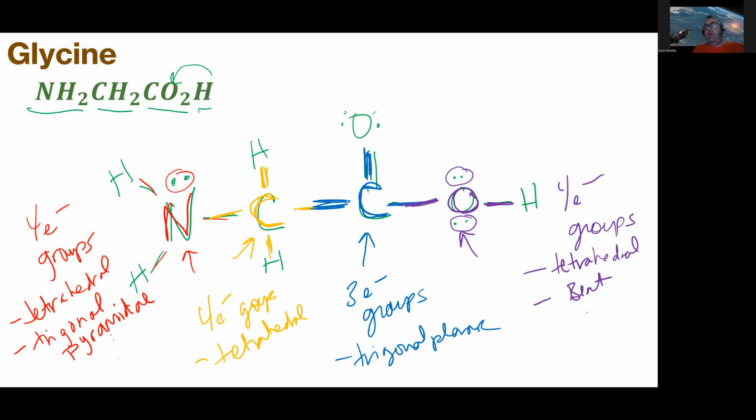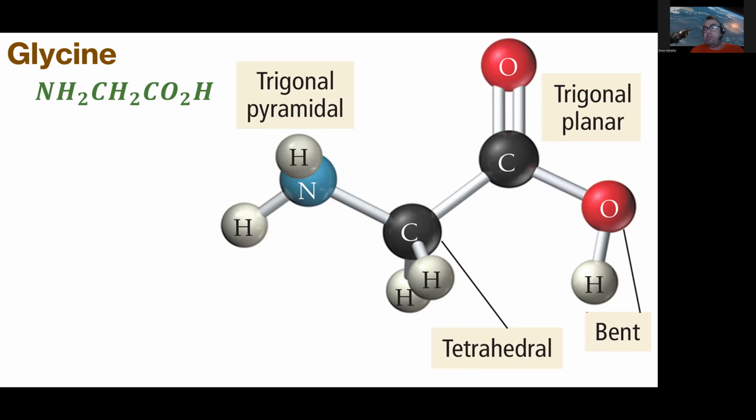So you can already kind of see, if we're looking at bigger things, it's going to be more difficult to see in our head what the overall molecular shape of this big thing is going to look like. That's why a lot of us are going to work with models. So here's a model. This is what glycine kind of looks like in a ball and stick model. And you can see we've kind of predicted everything the way we wanted it to be. Trigonal pyramidal on the nitrogen, 1 carbon is tetrahedral, 1 is trigonal planar, and the oxygen on the end is bent.